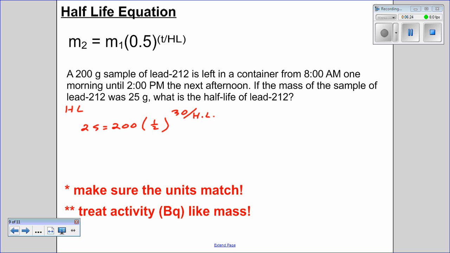First thing I'm going to do is isolate for that half-life value. That's what I'm looking for. So I'm going to go 25 over 200 equals 1/2 to the power of 30 over HL, the value I'm solving for. Here's where the trick comes in. I'm going to take the logarithm of both sides. Remember, algebraically, whatever you do to one side, you do to the other. But if you can do it to both sides, it's legitimate. So I'm going to take the logarithm of both.